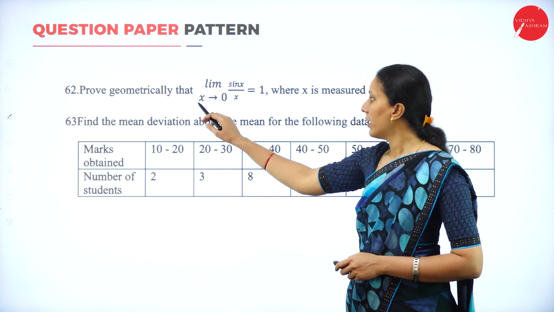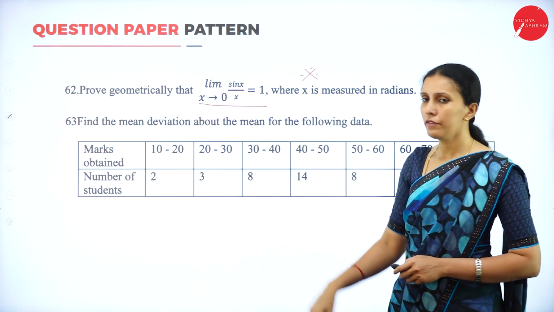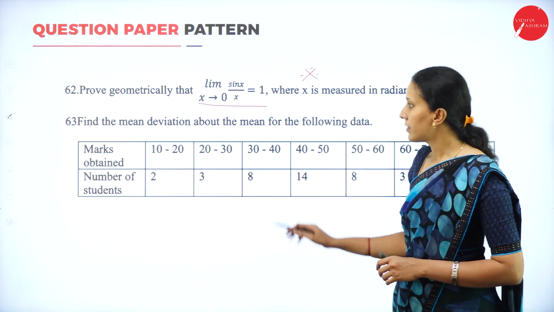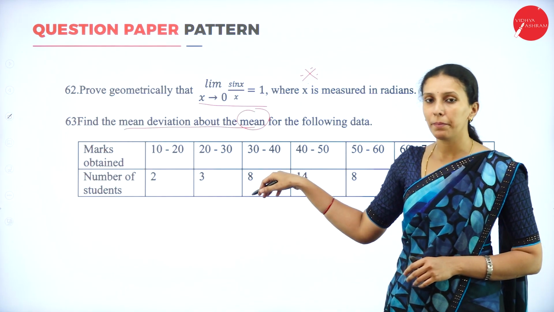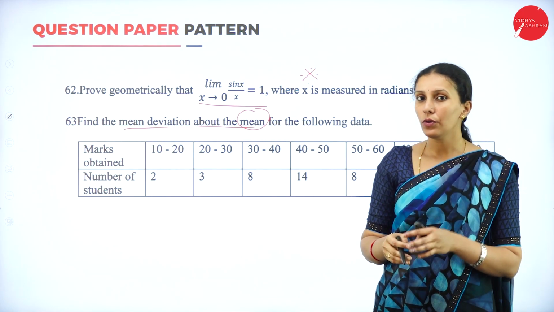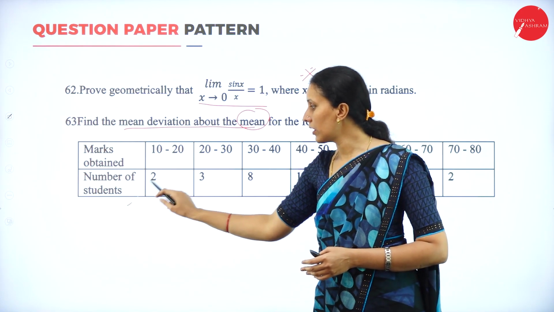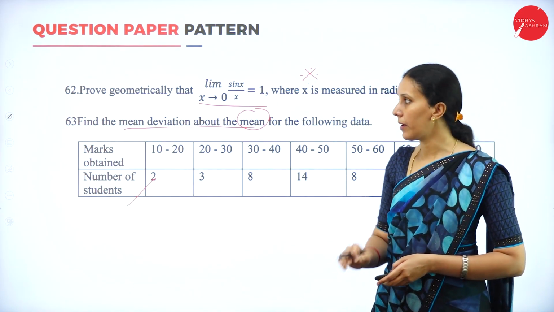Next, you have limit sin x by x. This is also a theorem which you can consider as important from the chapter limits. Next, you have to find the mean deviation about mean. Here in this paper, they have asked you to find the mean deviation about mean. They may ask you to find mean deviation about median also. And this is the question given here. So these are the questions which you may expect for 5 marks questions.